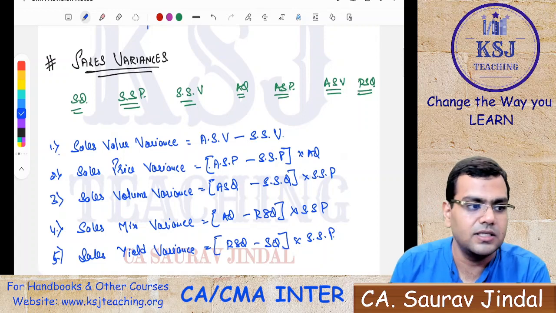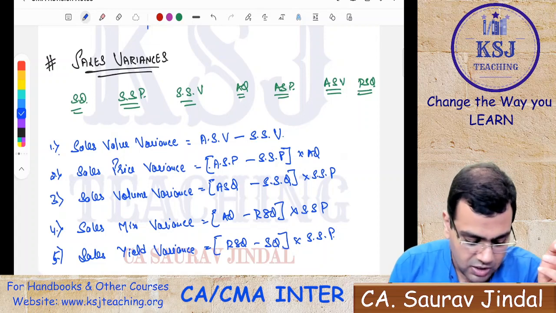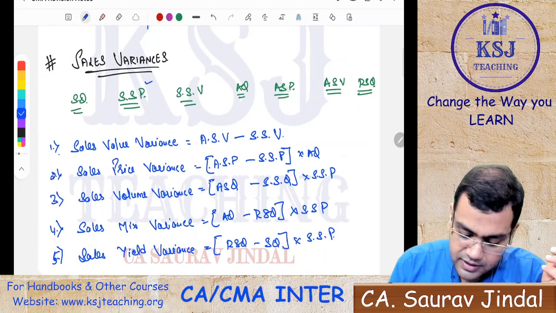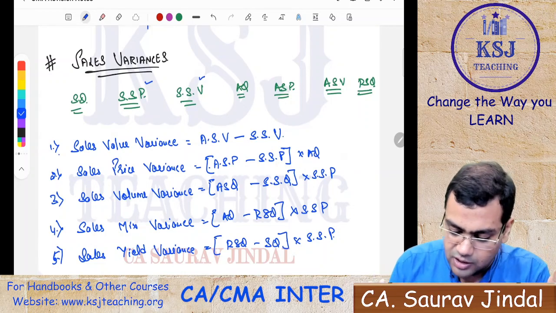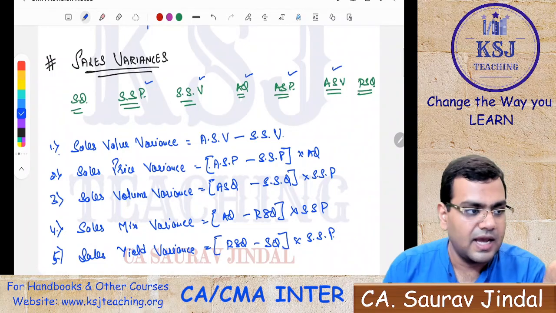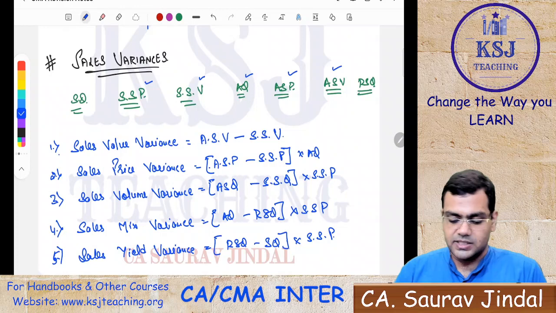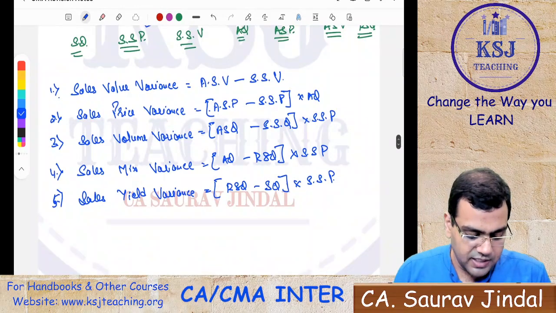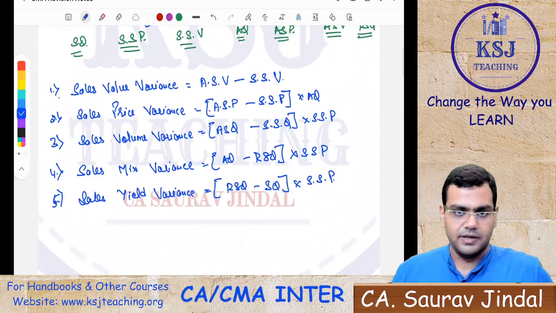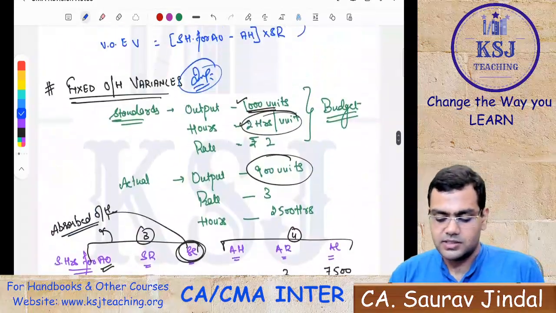That is exactly the same on this, exactly the same. Only in that case you will take the standard profit, right? And the standard total value of the profit, actual quantity, actual profit, actual value of the profit, and the revised standard quantity, that is absolutely the same. And the sales margin value variances, price variance, volume variance, mix variance, exactly the same. Right, so this is all about the standard costing.